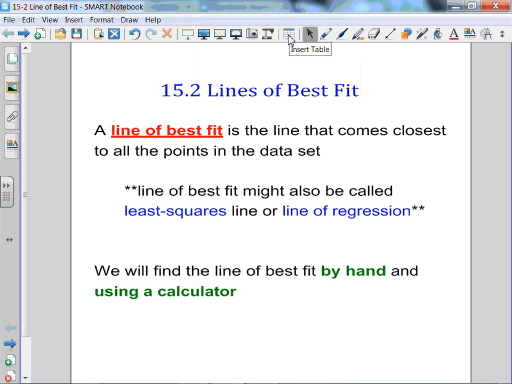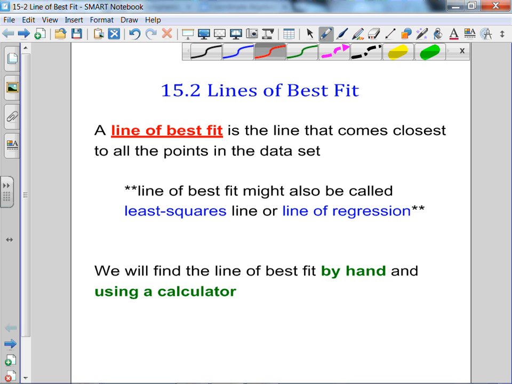Okay, the lesson for today is lines of best fit. Quickly, this is just an introduction to lines of best fit. A line of best fit is the line that comes closest to all the data points in the set.